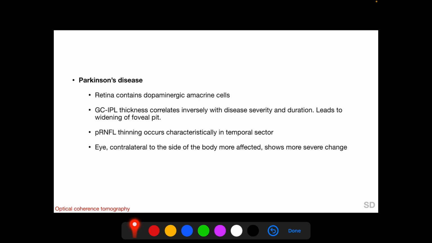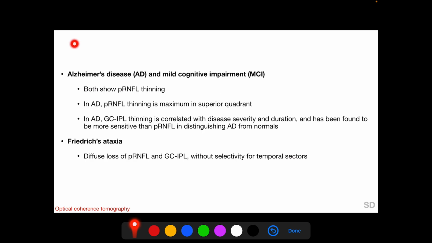Retina contains dopaminergic amacrine cells, and being dopaminergic, these cells may be affected in Parkinson's disease, and it has been found that the GCIPL thickness correlates inversely with the disease severity and duration. PRNFL thinning occurs characteristically in the temporal sector, and eye contralateral to the side of the body more affected with the Parkinson's symptom shows more severe changes in OCT.